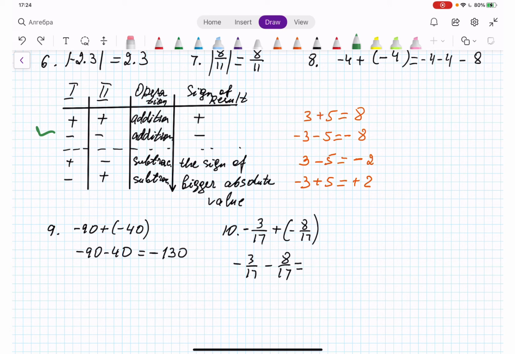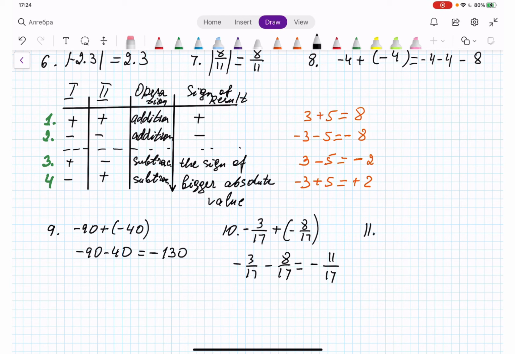Let me write down 1, 2, 3, 4 so I can use it. Which one am I using? So we are using the second case. Negative, negative. We are going to add, since the denominator is the same, all we do is add the numerators. 8 plus 3, 11. And we are using the negative sign, right? Okay.